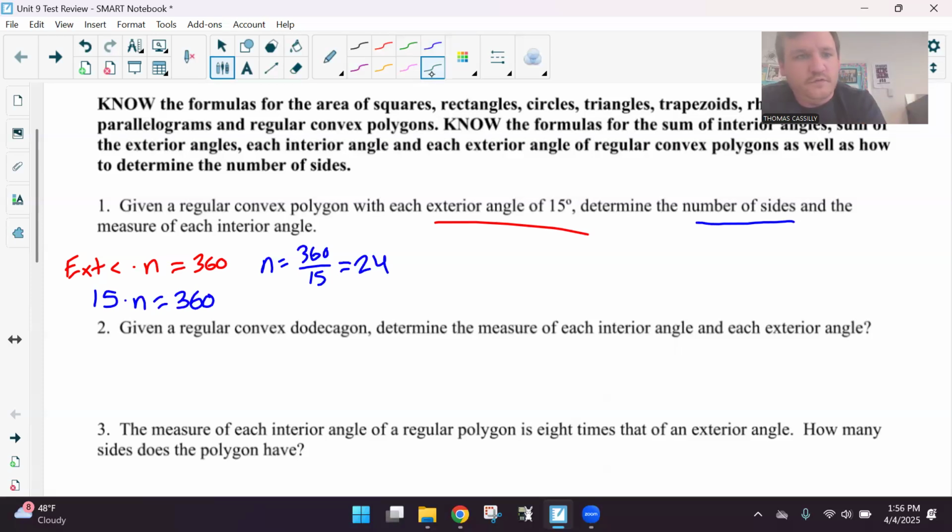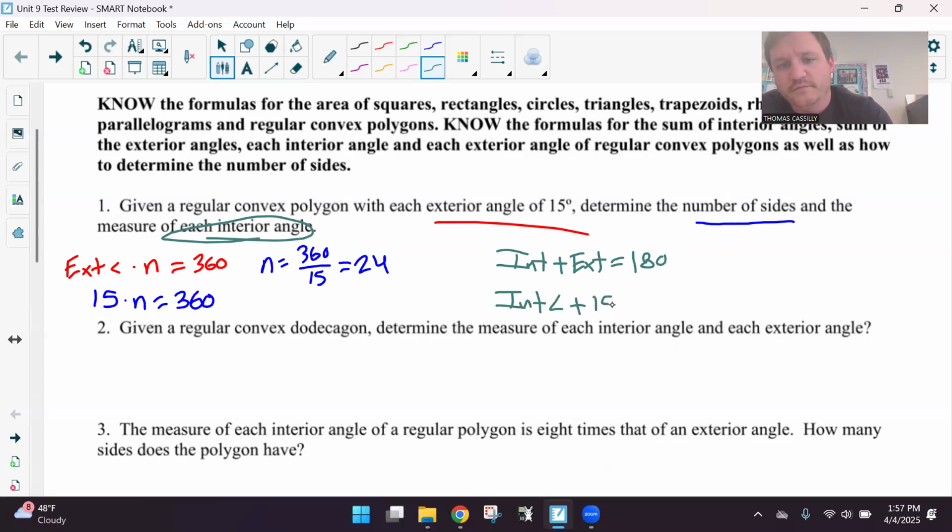And then part two, the measure of each interior angle. This one is very simple. I know one interior angle plus one exterior angle equals 180 degrees. Since that exterior angle was given, I can say the interior angle plus 15 equals 180. Subtract 15 on both sides, and we know that interior angle equals 165. So that's number one. One down, a lot to go.